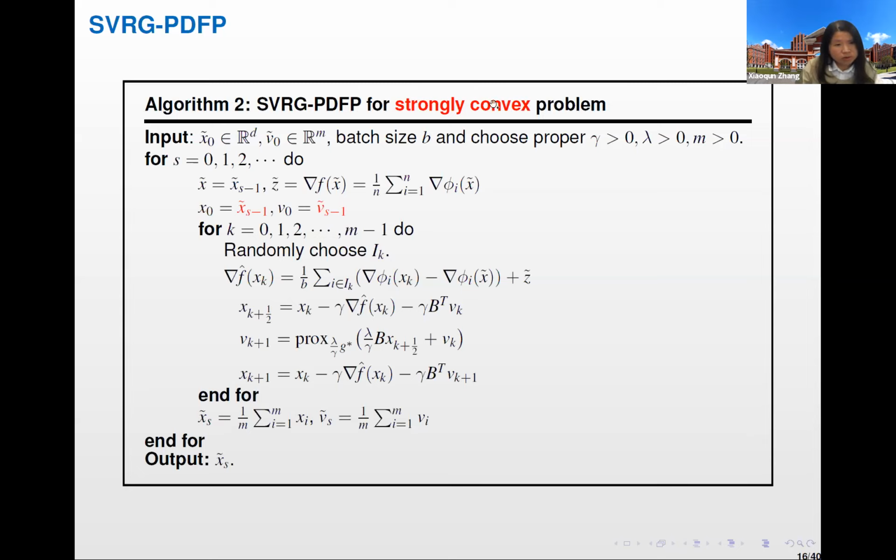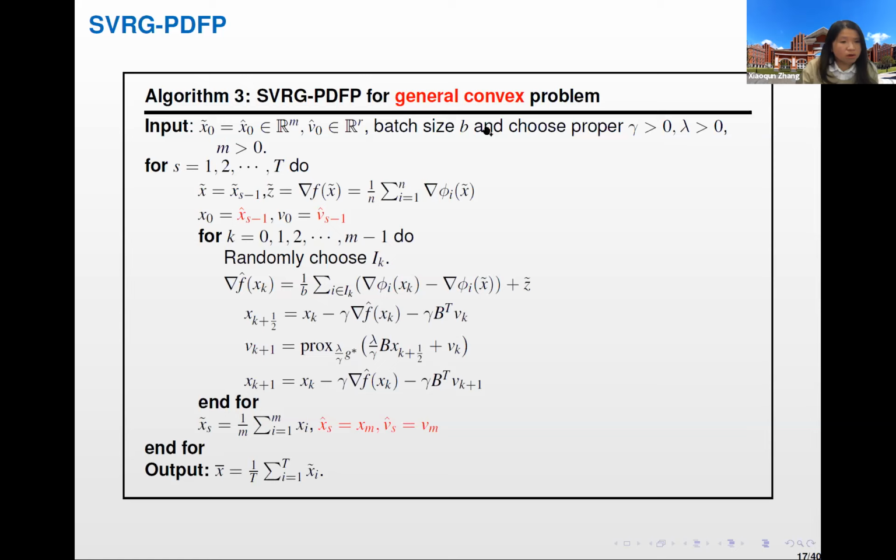schemes. One is for strongly convex. So we have variance reduction inner iterations here. In the inner iterations, we do this variance reduction. And for the outside here, we take the average of inner iterations. Okay, so this X tilde and V tilde, both primal and dual variables, for both of them, we need to take an average. And outside, we use this average to continue this outer iteration.